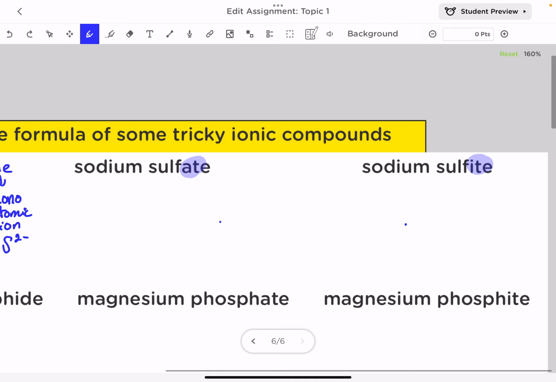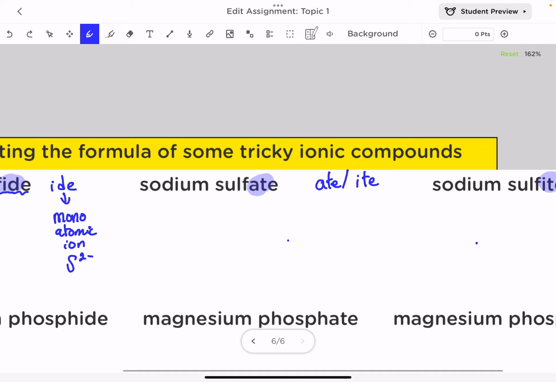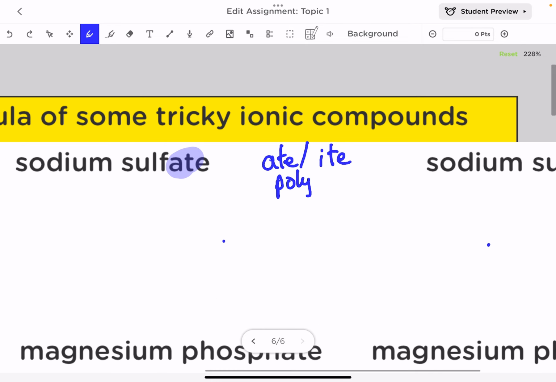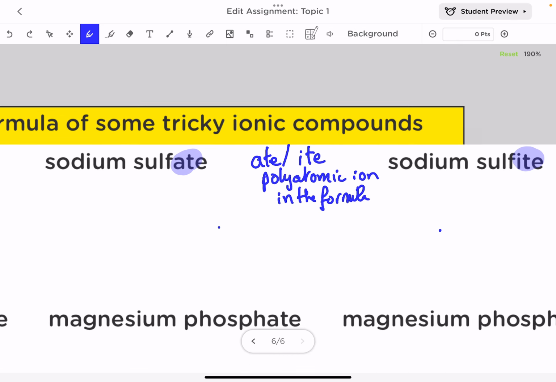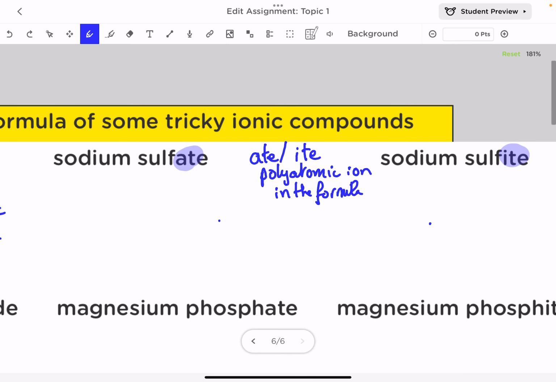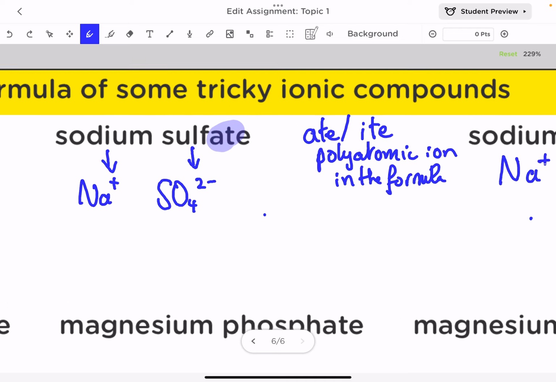Now, whenever I have a termination of ate or ite, it means that we have a polyatomic ion in the formula. Here you need to know the formula of polyatomic ions. If it's given to you in a list or if you memorized it, you must apply it. So again, sodium is the Na+. Now sulfate is the SO4 2 minus, while sulfite is the SO3 2 minus.